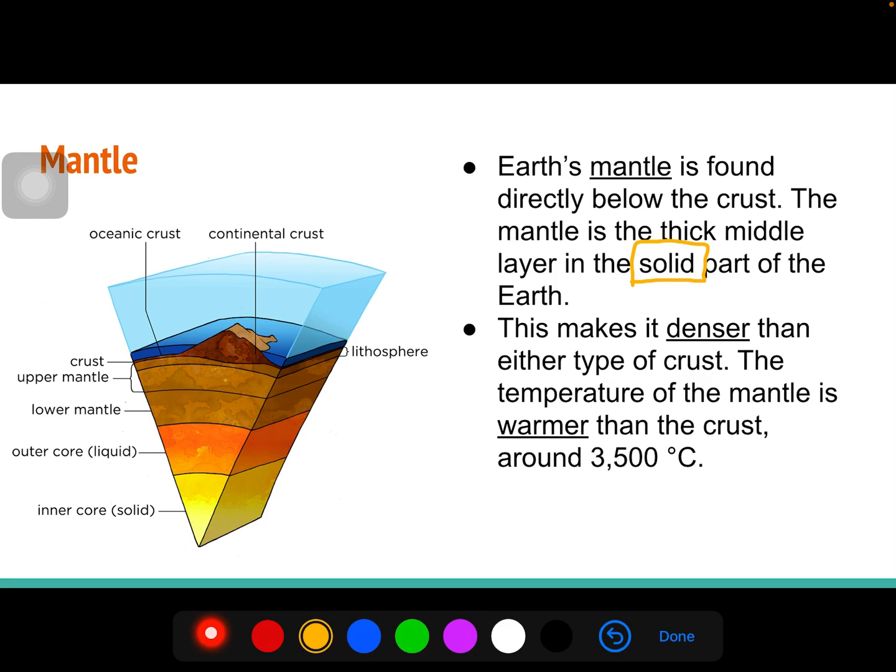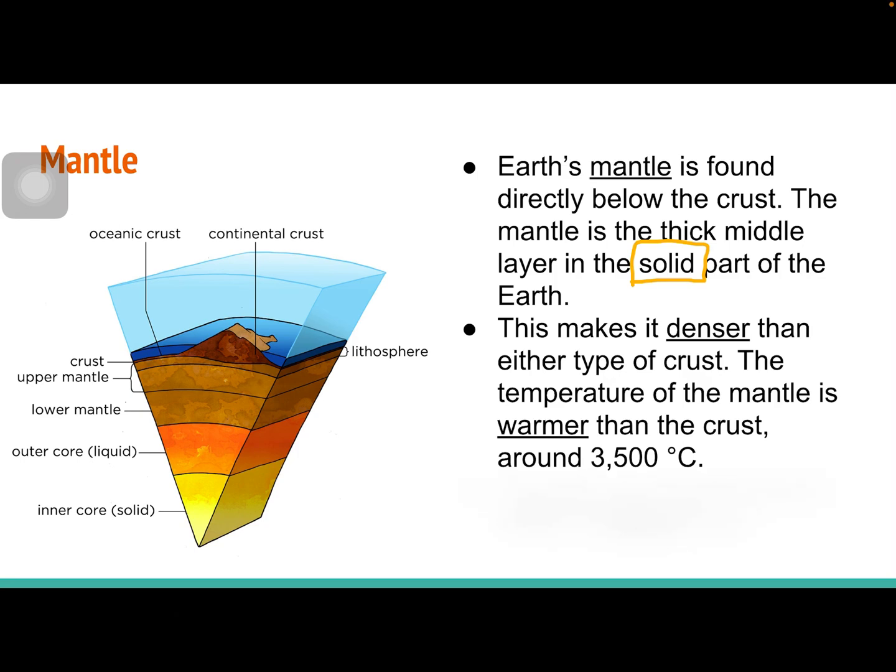And it's obviously a little bit warmer. We know as we go down towards the earth, we're increasing in our heat. So we're seeing that mantle temperature kind of average out around 3,500 degrees Celsius. So more dense than the crust, and of course warmer than the crust.